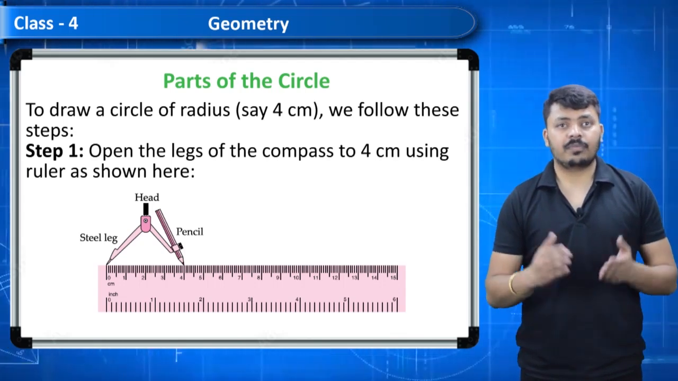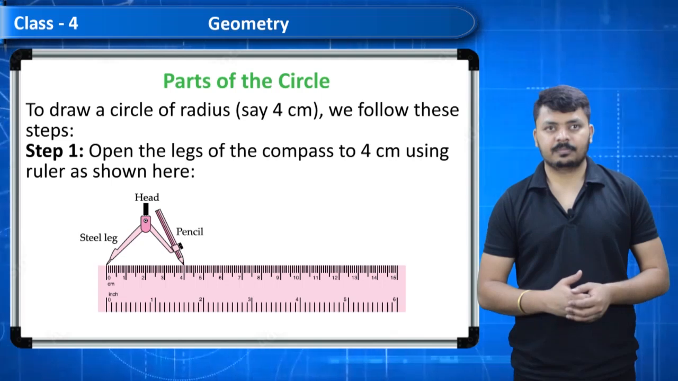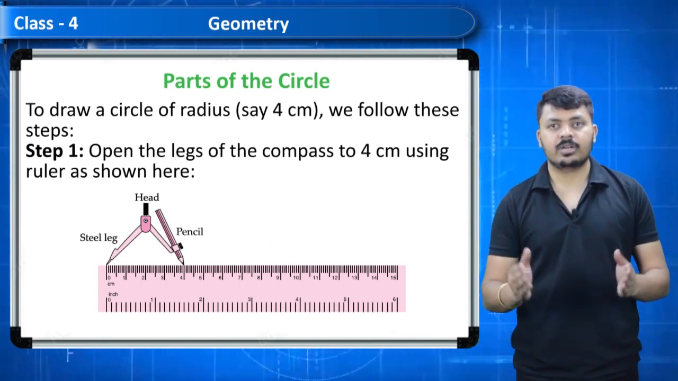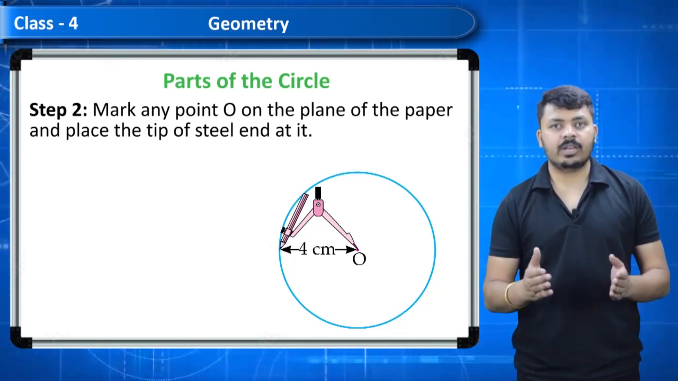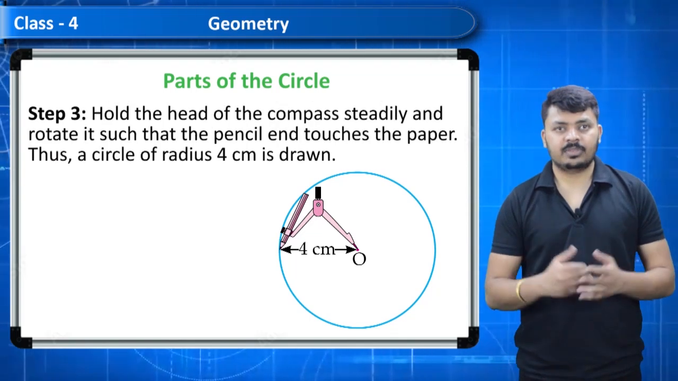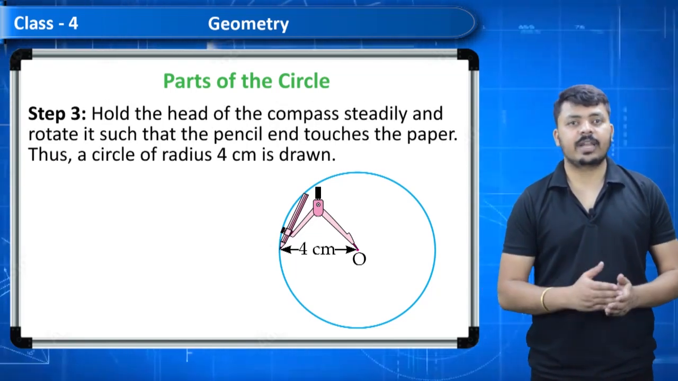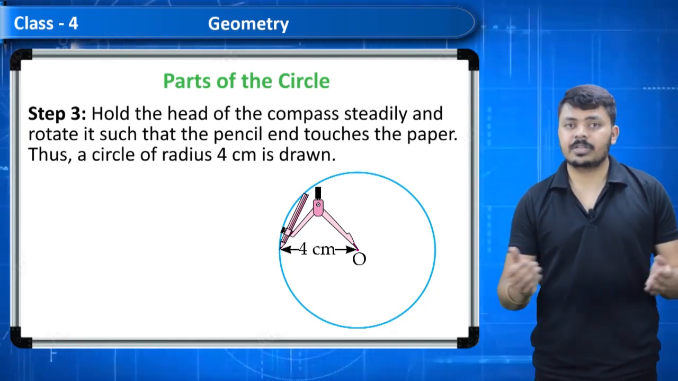To draw a circle of radius, say 4 cm, we follow these steps. Step 1. Open the legs of the compass to 4 cm using a ruler as shown here. Step 2. Mark any point O on the plane of the paper and place the tip of the steel end at it. Step 3. Hold the head of the compass steadily and rotate it such that the pencil end touches the paper. Thus, a circle of radius 4 cm is drawn.